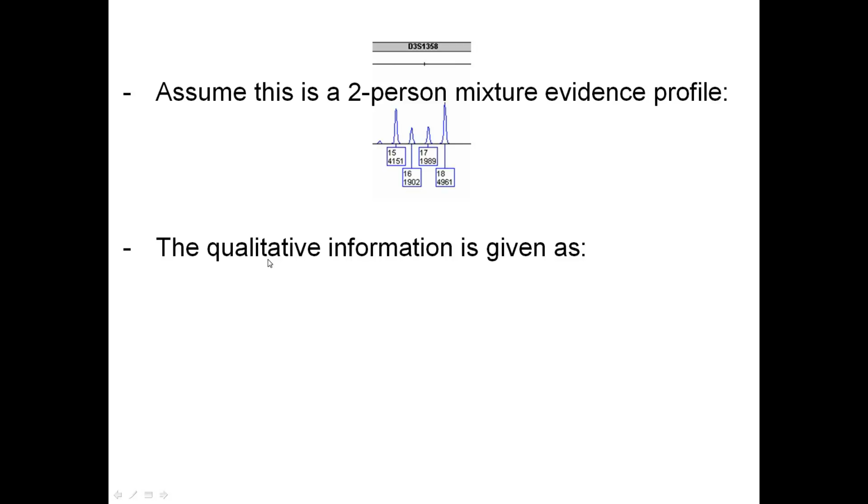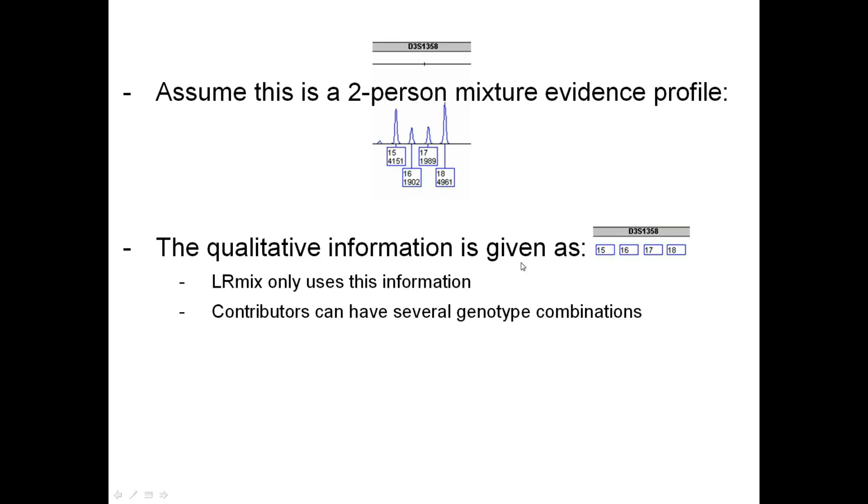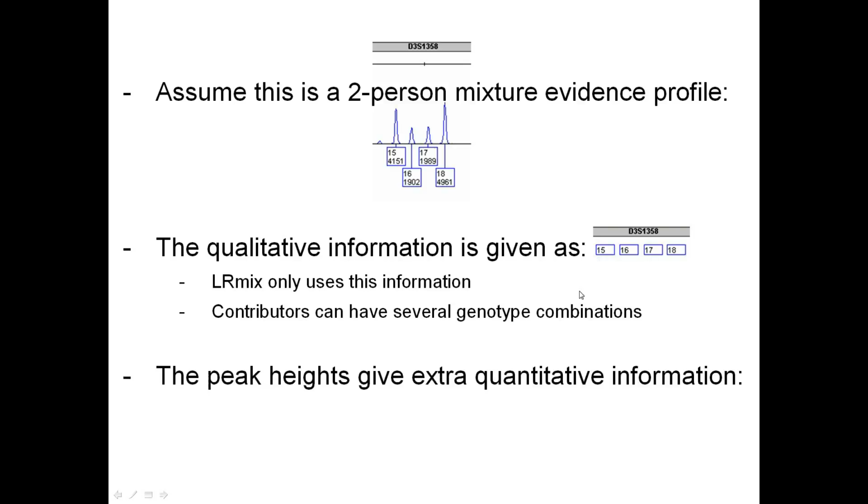So now consider a two-person mixture evidence profile, where we can see that there are two large peak heights and two small peak heights. So the qualitative information is given as 15, 16, 17, 18. And this is the information which EuroForMix uses in the model. Here the contributors can have several genotype combinations. For instance, 15, 16 and 17, 18, 15, 17 and 16, 18, and so on.